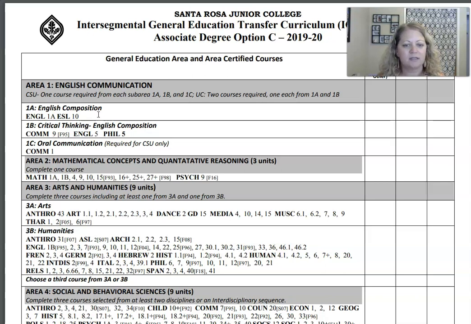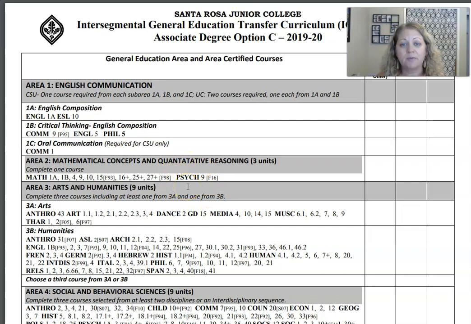If you're using the IGETC to go to a CSU, you need to take speech, okay? So you have to have the oral communication requirement done, and what meets this requirement is comms 1, or if you took the class when it was under the discipline of speech, it would have been speech 1A. You need one math class. Now, your major may require more than one math class, but to meet general education, you need one math class. And you'll notice that Psych 9 is in there, so that might be an option for you.